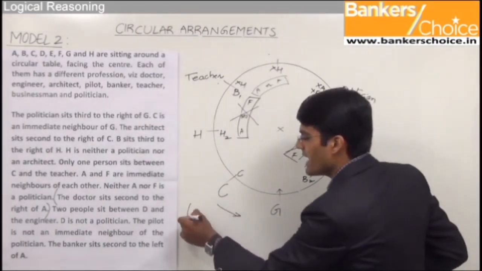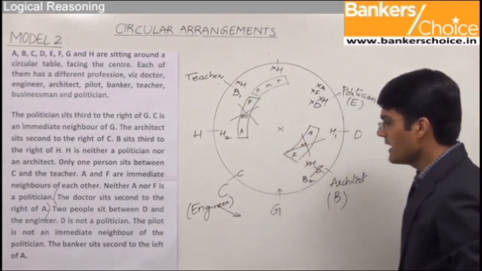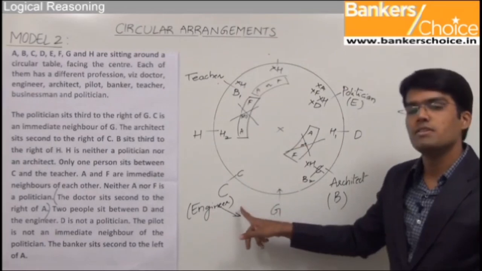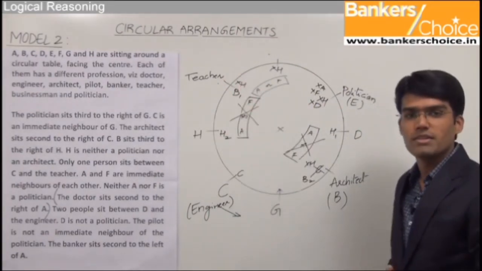So we can now say that the profession of C is engineer, and we have justified the statement, that is there are two people between D and the engineer, and the same thing is not possible on the other side as it is occupied by the teacher.